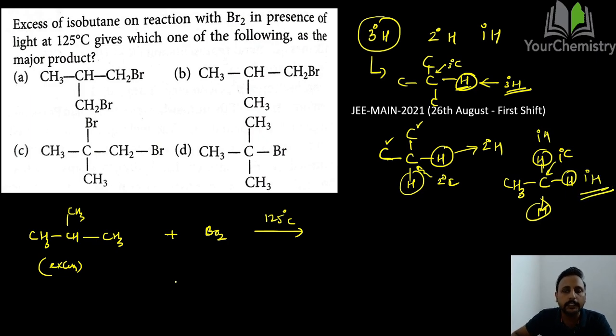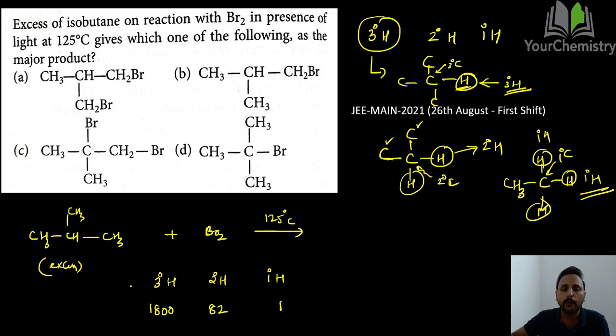Clear? So the reactivity of tertiary hydrogen, secondary hydrogen and primary hydrogen during bromination is in the ratio of 1800 is to 82 is to 1. So this is the ratio. That means the rate of reaction of tertiary hydrogen is 1800 times faster than that of the primary hydrogen, or the rate of bromination with the secondary hydrogen is 82 times faster than that of the primary hydrogen. This is how we have to interpret this.